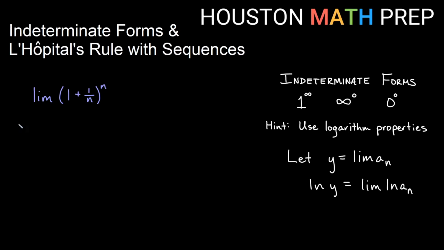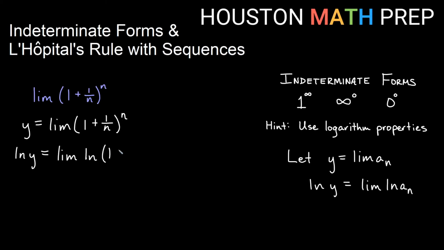So the first thing we'll do is we'll let y equal the thing we're trying to find, right? So y is equal to the answer that we want from this problem here. So what we'll do is we'll now take the natural log of both sides. So I'll say ln of y equals the limit of ln of 1 plus 1 over n to the n.